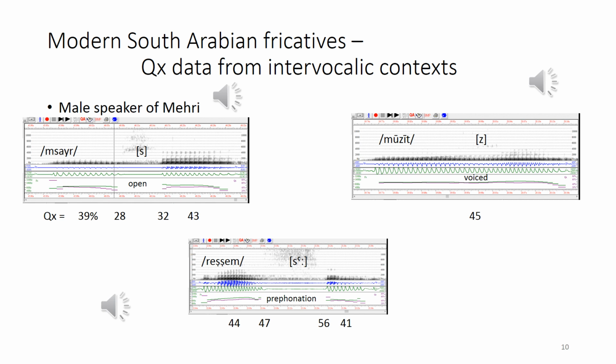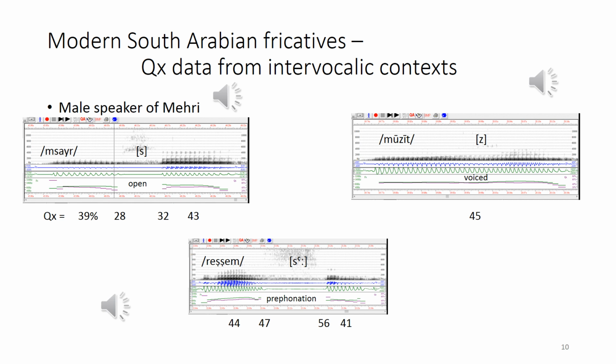These intervocalic examples are of a voiceless fricative on the left, a voiced one on the right, and an emphatic underneath. Listen to each in turn. Voiceless. Voiced. And the emphatic. In each panel there's a spectrogram, a speech waveform in blue, an LX waveform in green, and two traces, a green one representing pitch and a purple one representing QX values, which is the relevant one for us.